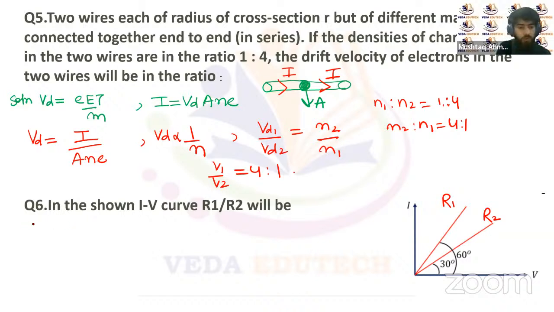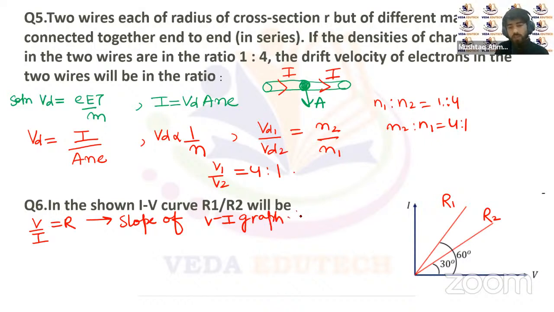We know that according to Ohm's law, V upon I is equal to R. So V upon I is nothing but the slope of the VI graph. The slope of the VI graph will give us the resistance of the conductor. So the slope of the graph is nothing but tan of theta.